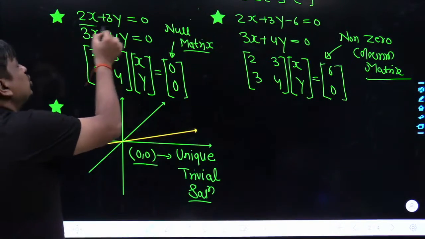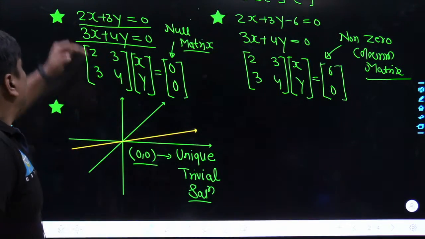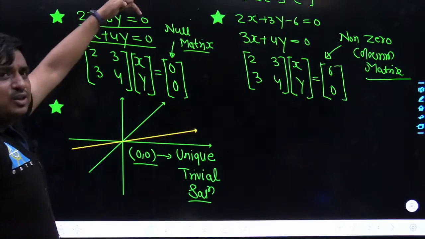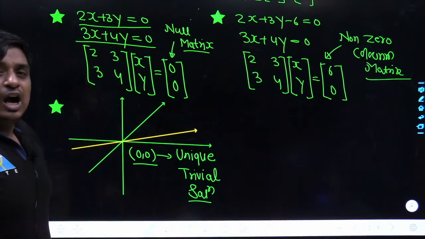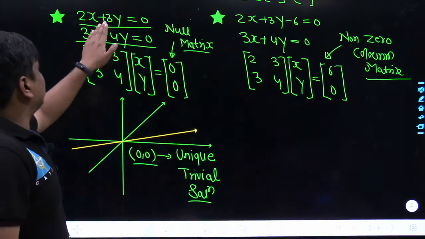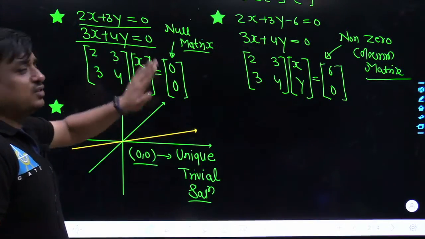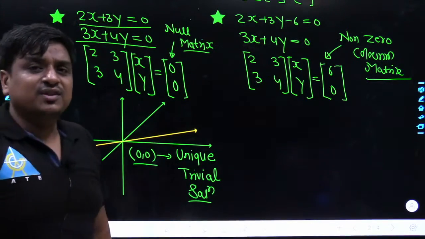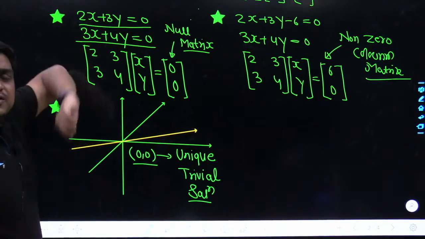But take another scenario. Rather than having two informative equations, if you have only one informative equation, like the first one is 2x plus 3y equals 0 and the second one is 4x plus 6y equals 0. How many effective equations do you have? Only one, because the second equation is linearly dependent on the first equation.